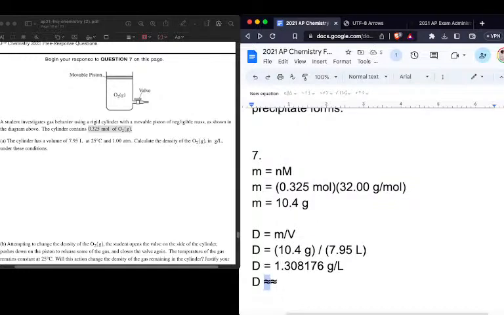Yeah, it's time I copied that. 1.31 grams per liter. All right, surely that was only worth 1 mark.